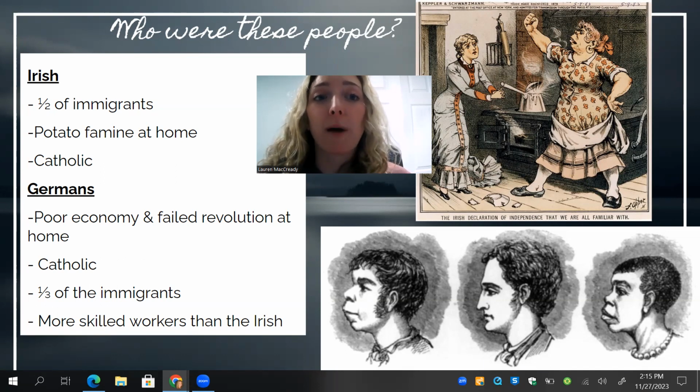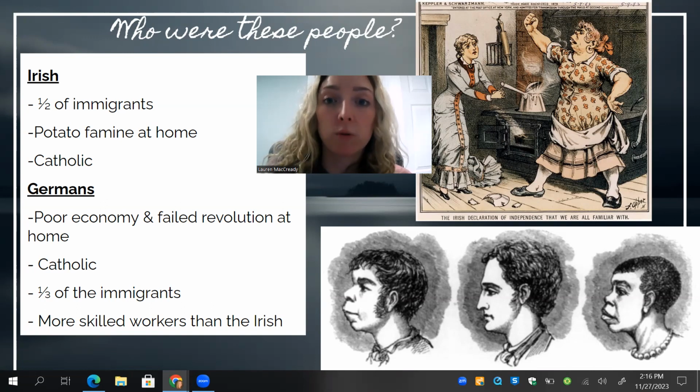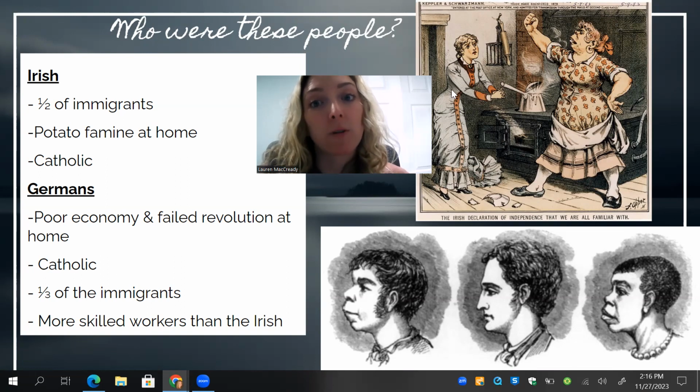Whereas Irish are battling poverty. I mean, both groups are Catholic, but the Irish just get a lot more heat during this time. Also, just because they're more illiterate, so just less skilled. But also, there's a stereotype of them being kind of drunk brutes, as you can see in this political cartoon up here of how the Irishman is portrayed as opposed to the Anglo-Saxon woman or the English woman.